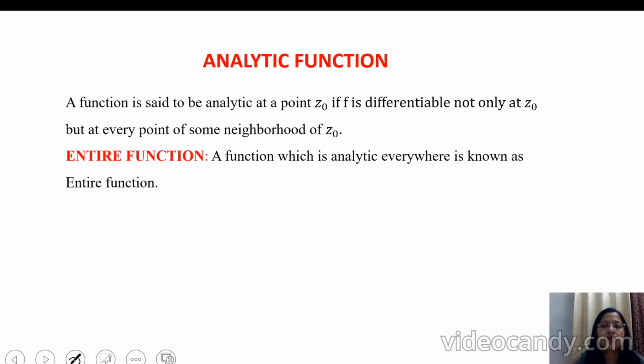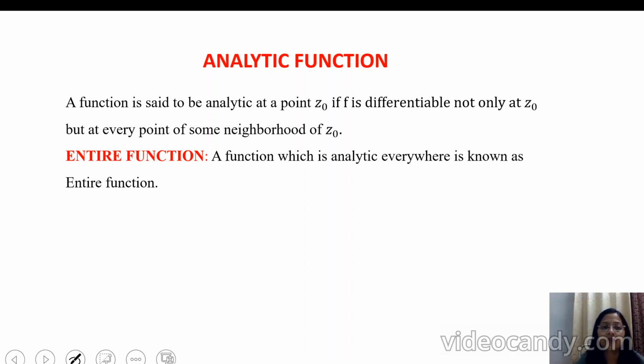Right, next is analytic function. About analytic functions, I had explained in first semester as well that any function which is defined in some domain or interval should exist at each and every point of that domain. Means no point should be there at which the function ceases to exist. Right, so that is known as an analytic function. So here just have a look. A function is said to be analytic at a point z0 if f is differentiable not only at z0 but at every point of some neighborhood of the point z0.